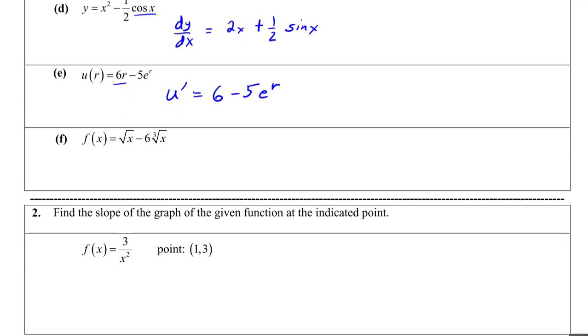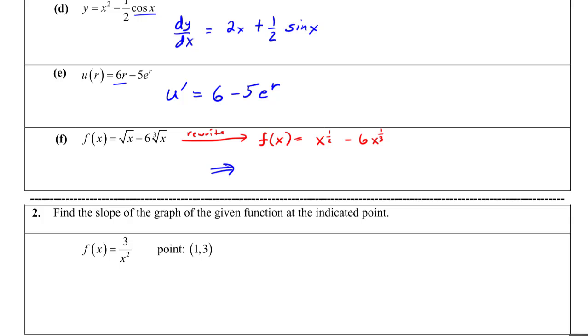Okay, so this one in F here is a good one to look at, because basically the issue here is it's just not written in a very helpful way right now. It's written in a nice way if I had to plug in a number, but not for taking derivatives. So the first thing I'm going to do is I'm going to rewrite this. Just rewrite it, no derivatives yet. So I'm going to rewrite this as f of x equals x to the 1/2 minus 6x to the 1/3.